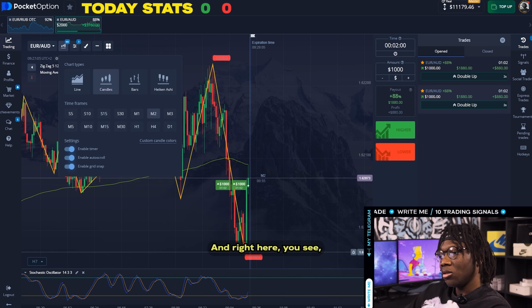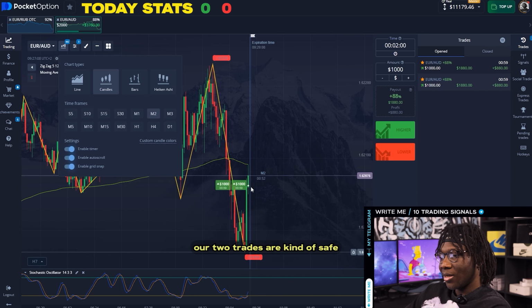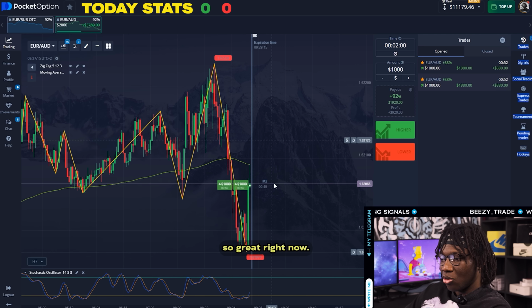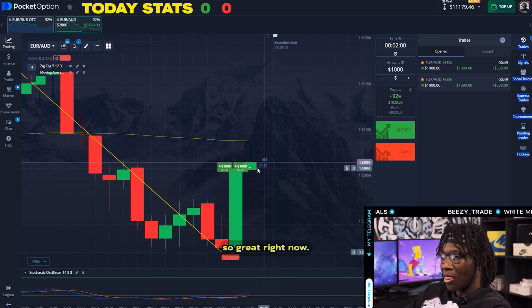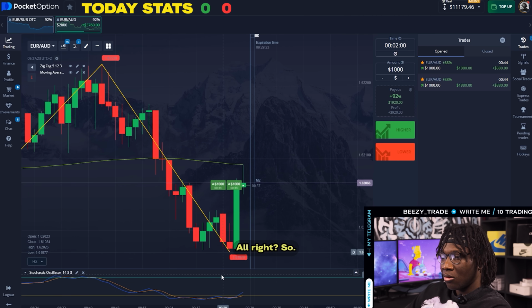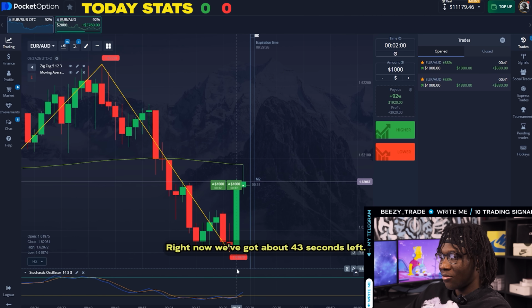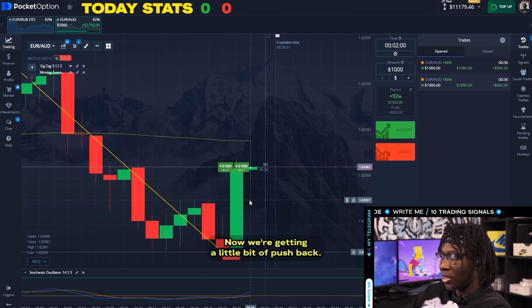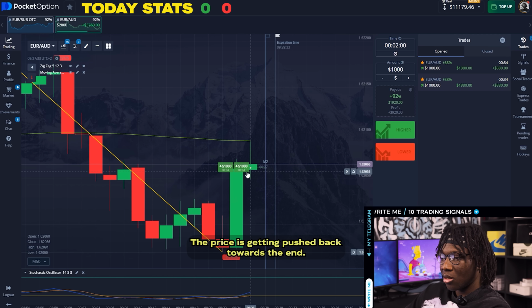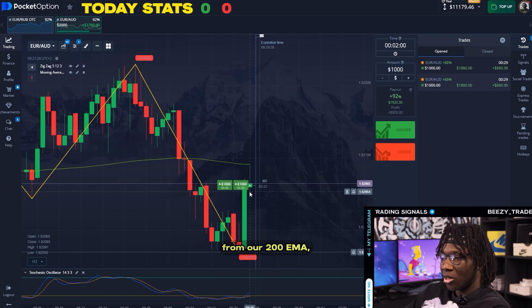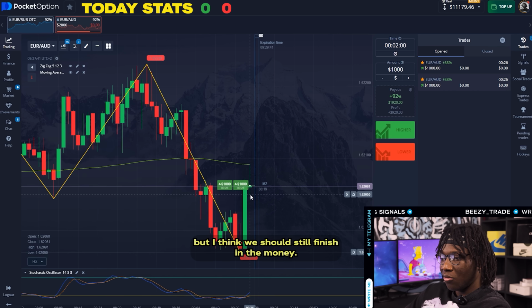And right here we can see our two trades are kind of safe and everything is looking great. So, it's not looking so great right now. Let's just get it off. All right, so right now we've got about 43 seconds left. Now we're getting a little bit of a pushback. The price is getting pushed back towards the end. Right now we're a little bit farther from our 200 EMA, but I think we should still finish in the money.